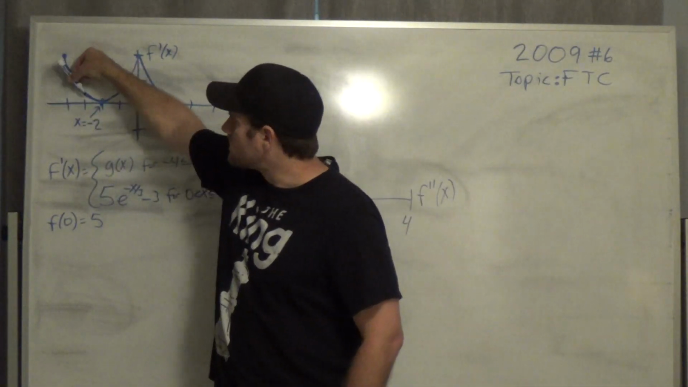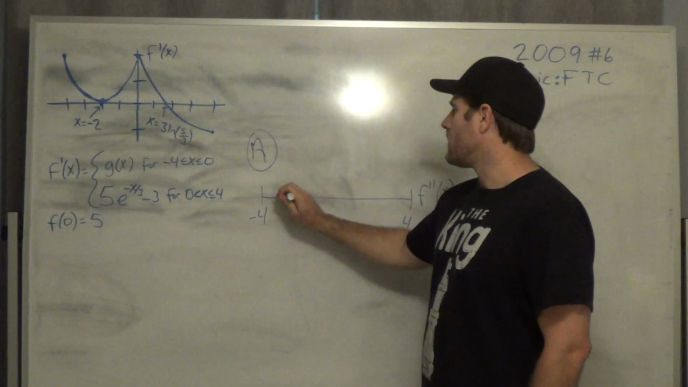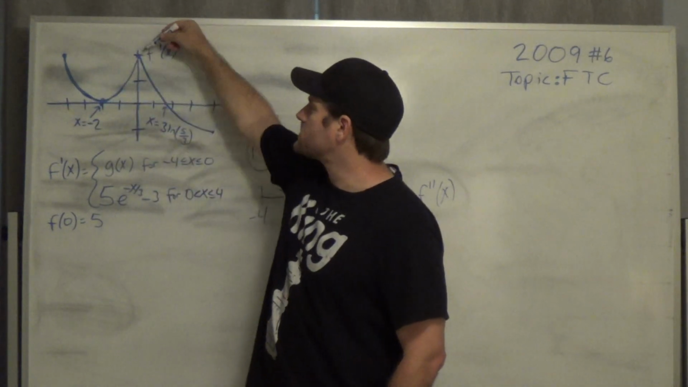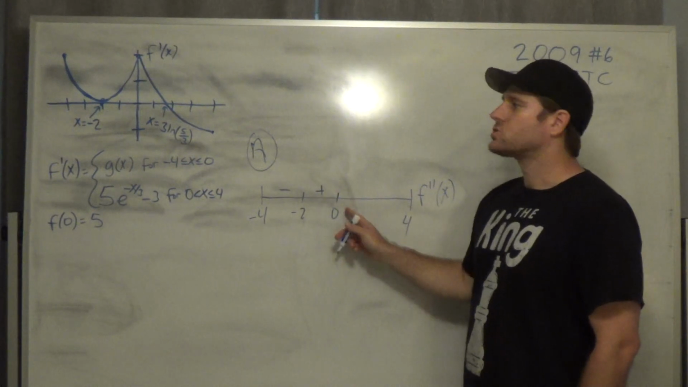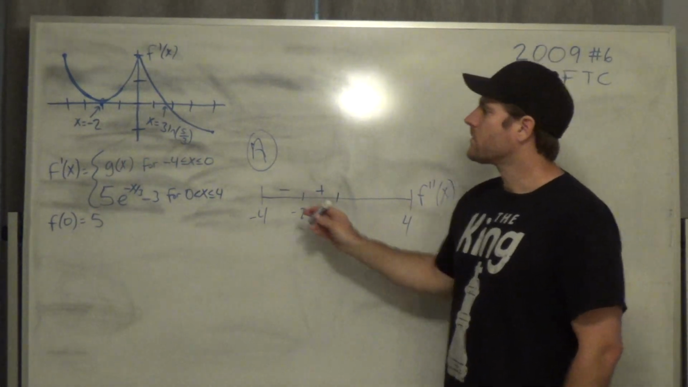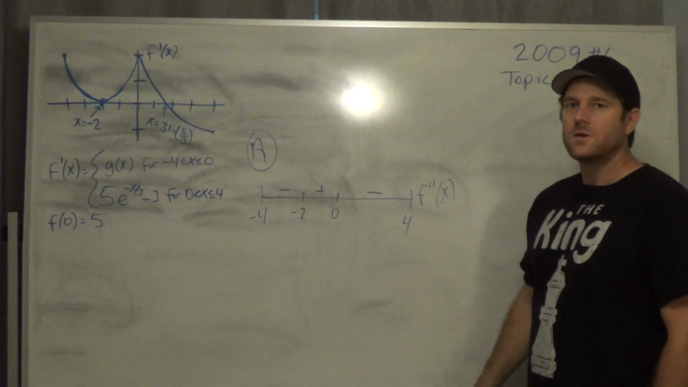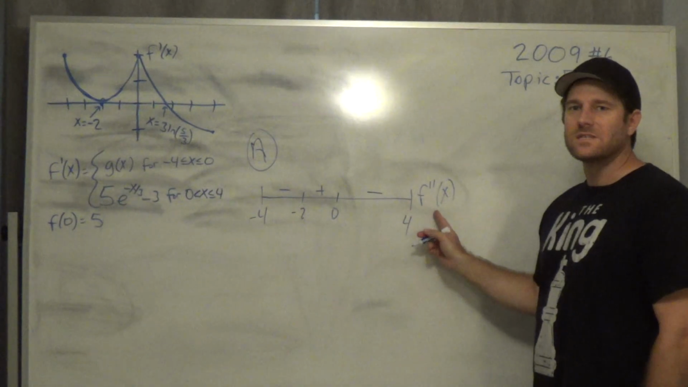When the graph here is decreasing, there are negative slopes until I hit -2. So all these slopes are negative, negative, negative. And then we have positive slopes until we hit 0. Now it's a sharp turn at 0, but it doesn't matter. And then notice we have negative slopes everywhere else. So this is your sign chart of the second derivative.